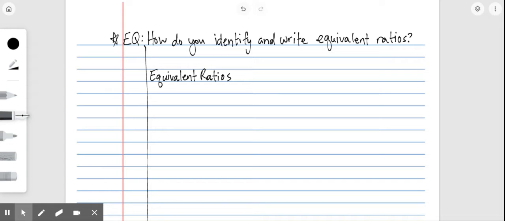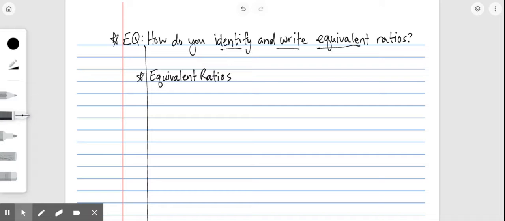All right, so this week we've been talking about ratios and what they are, and today we're going to talk about how you can identify and write equivalent ratios. So we're going to figure out what is an equivalent ratio and why does it matter if two ratios are equivalent. So to start off, let's decide what is an equivalent ratio.